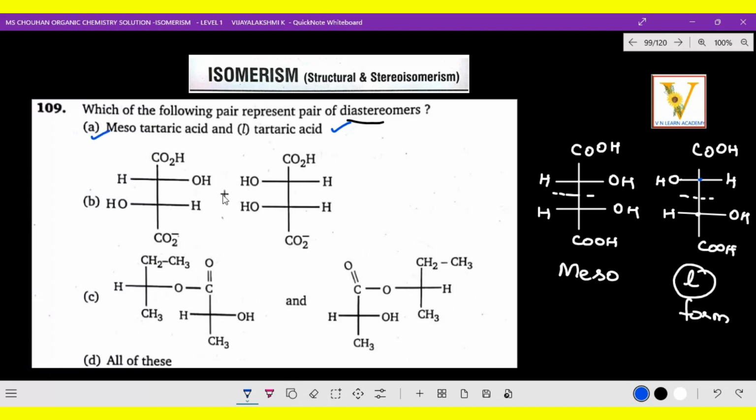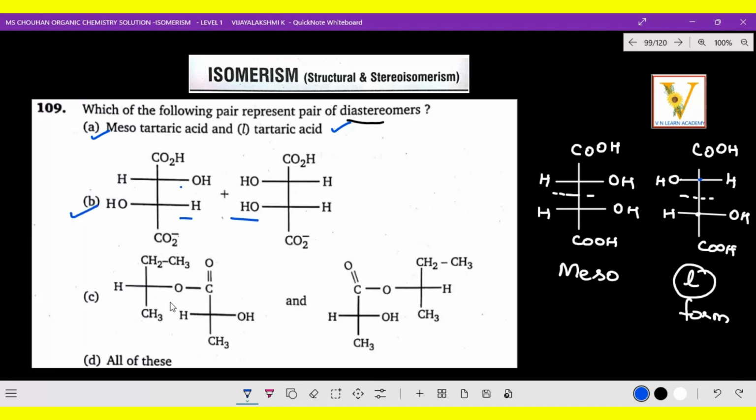Now the second option, the same thing only. They have given option B, the ion: COOH, CHOH, CHOH, COO minus. Here also one is fixed, and the other one is changed in that direction. So this is not a mirror image, but cis and trans is possible. So this is also diastereomers.